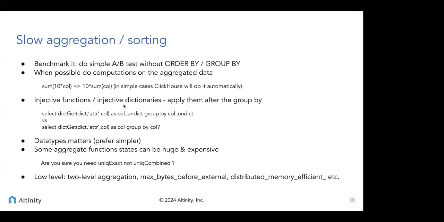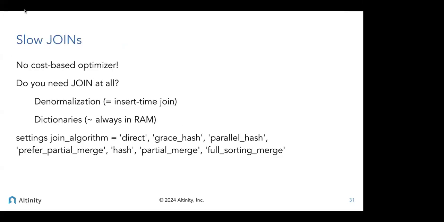Data types also matter. If you have very complex data types and you need to group by them, sometimes it's better to use different columns or different types, and it can be better. Some aggregation functions are more expensive than others. So for example, uniqCombined is cheaper than uniq, and uniq is cheaper than uniqExact. That's quite simple. And there are also more low-level things like two-level group by and so on.